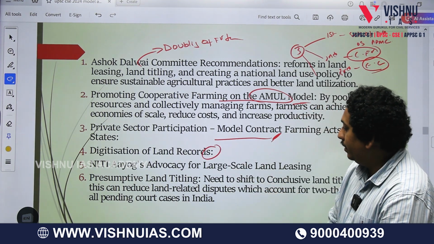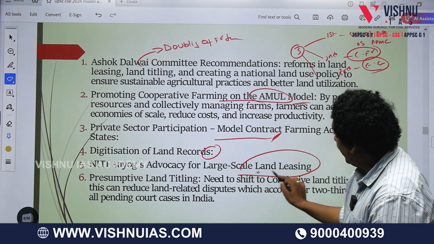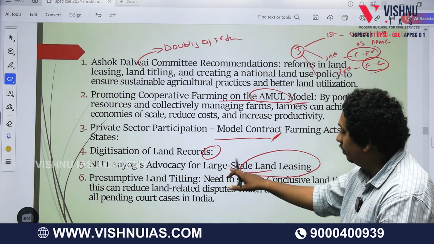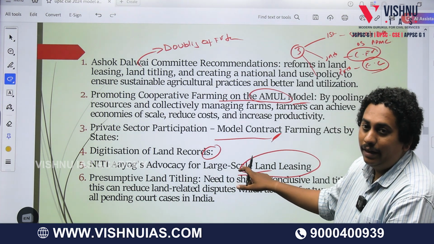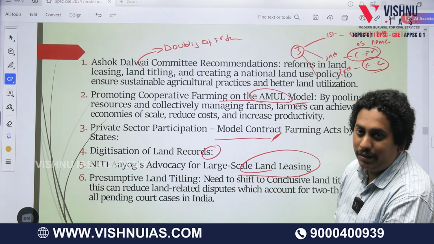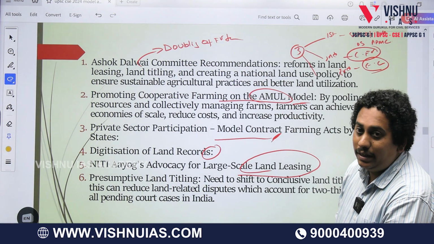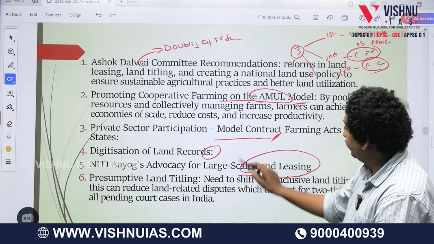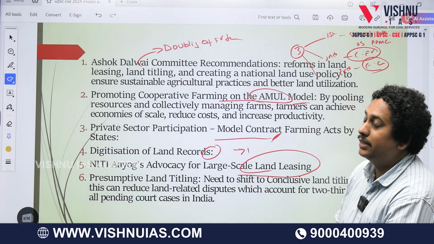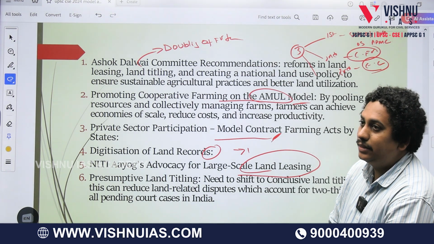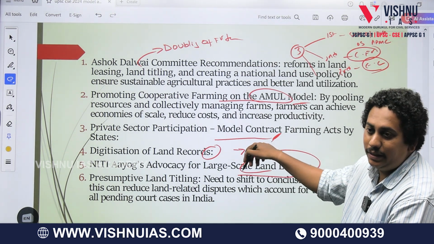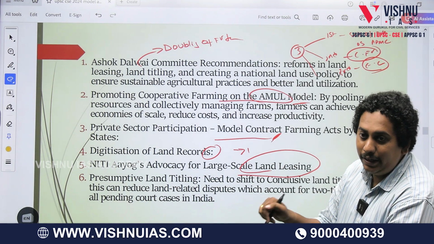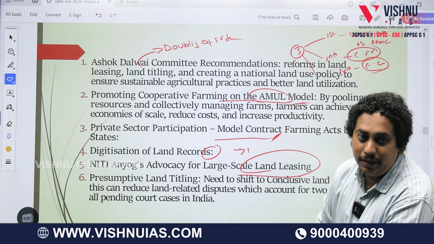Digitization of land records can be done. Niti Aayog's advocacy of large scale land licensing. A review was done recently. Okay. All the land records in India should be under a single platform. What is the name of it? This is one scheme, National Digitization of Land Record. They presented it in this year's budget. I'm not recollecting the name of the scheme, but this year's budget had a scheme related to that.